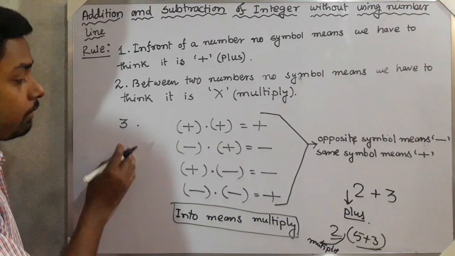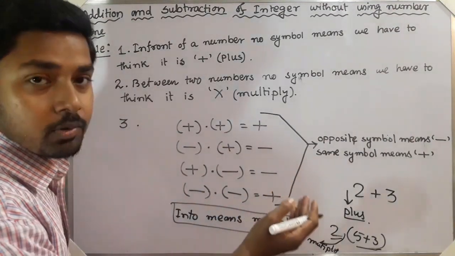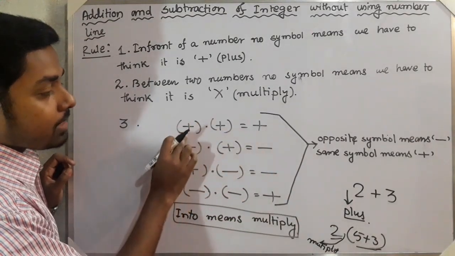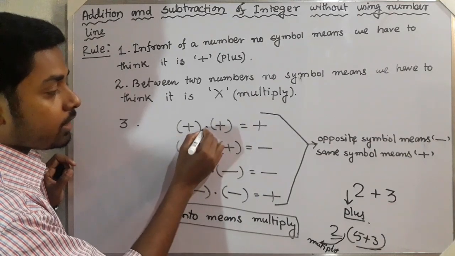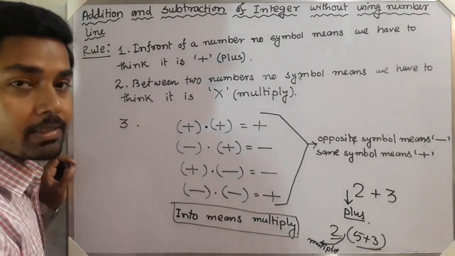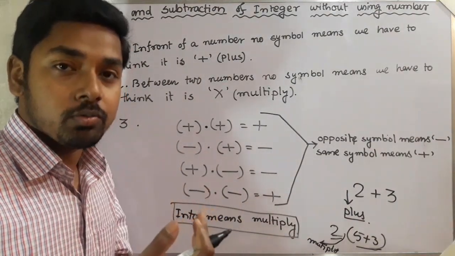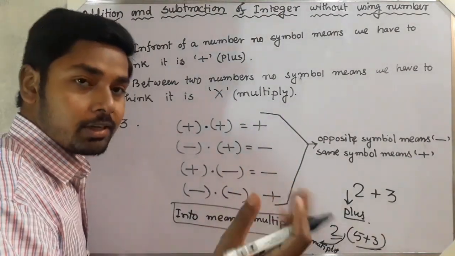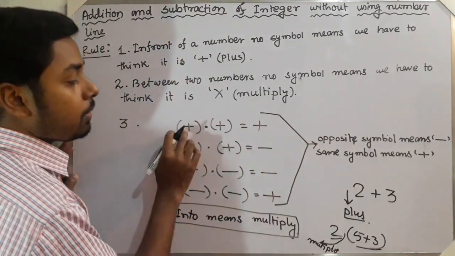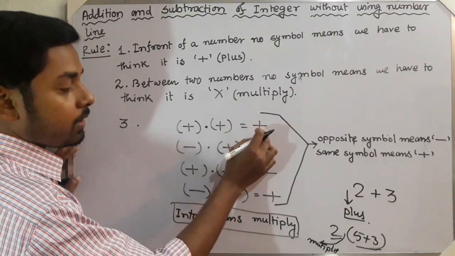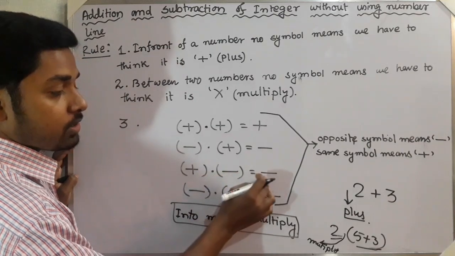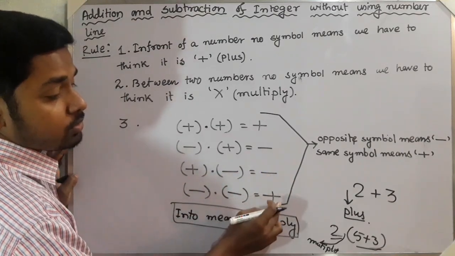Now we will learn some algebraic rules. Plus into plus. I have put a dot here. Dot means multiply, or into. Into means multiply, and sometimes I will use into, so into, multiply, and dot are all the same thing. So plus multiply plus equals plus, minus multiply plus equals minus, plus multiply minus equals minus, minus multiply minus equals plus.